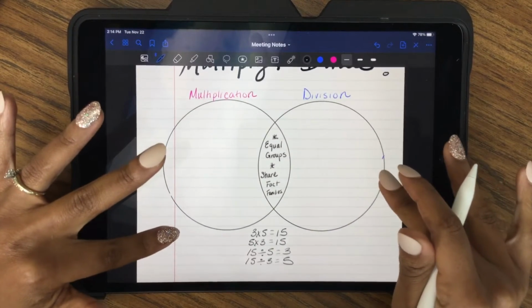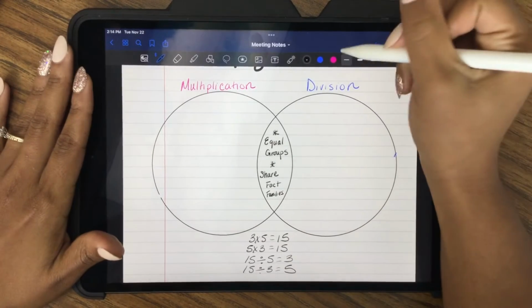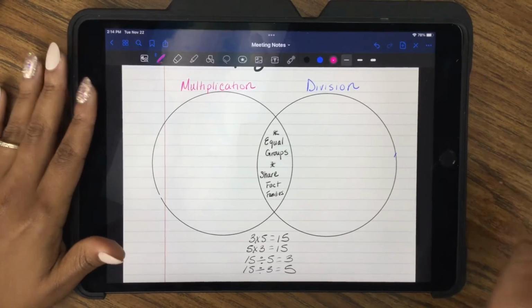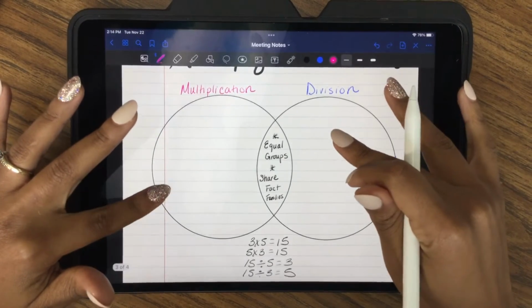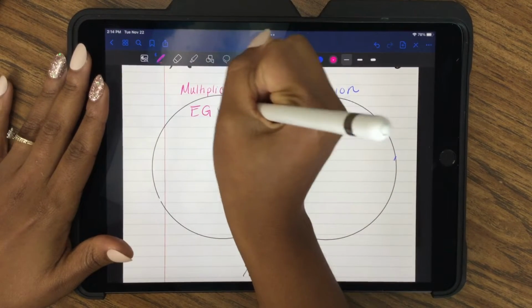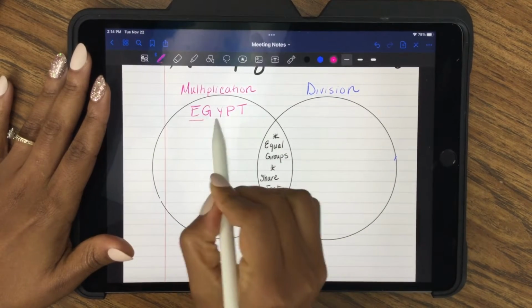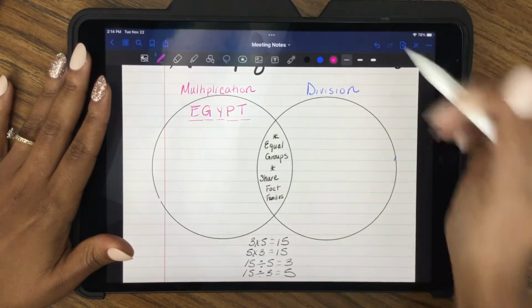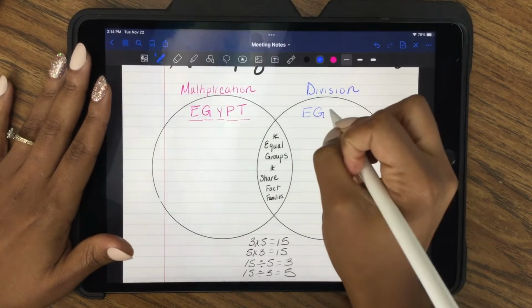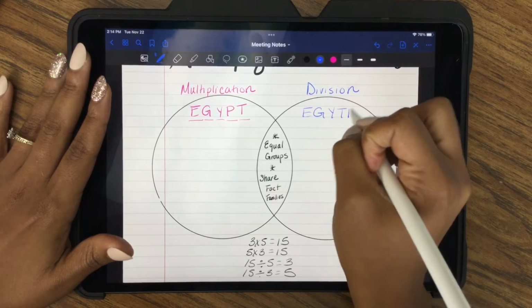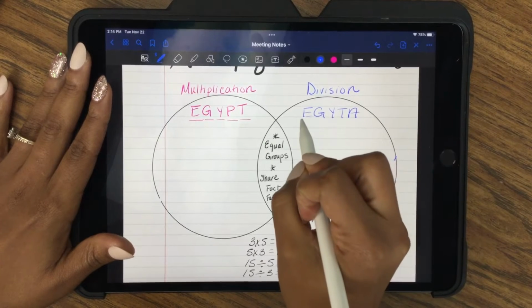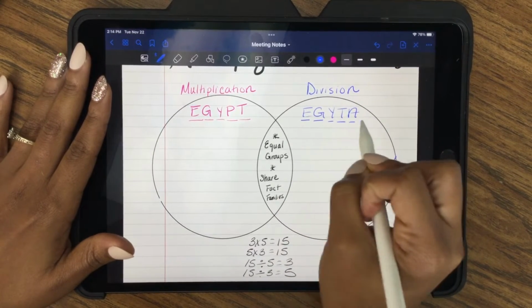So now that we know what the similarities are, let's talk about some of the differences. For multiplication, we like to use this little mnemonic device that spells out Egypt. And it stands for equal groups you put together. And then for division, it's Egypta. Now, it's not really a word, but we just roll with it. It's equal groups you take apart.